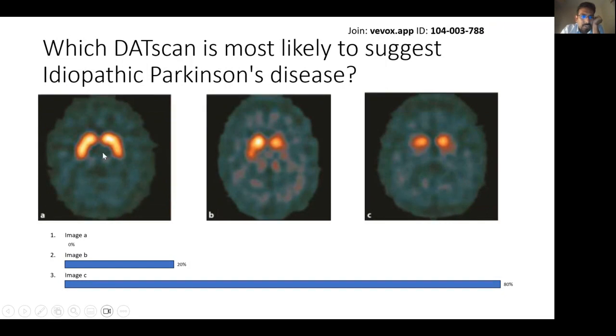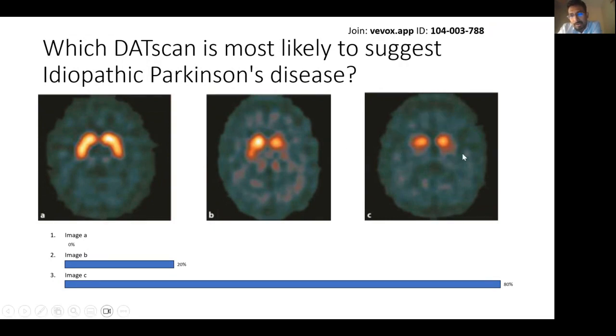I'm not sure whether you can see my mouse pointer, but there is a proper comma-shaped thing here. On the left side, in the second picture, you cannot see that bit of the comma anymore. So it's a significant asymmetry, and we will probably keep B as the better option for idiopathic Parkinson's disease.